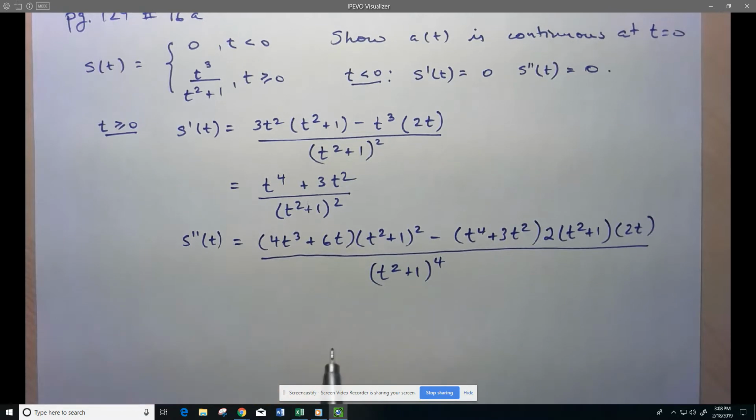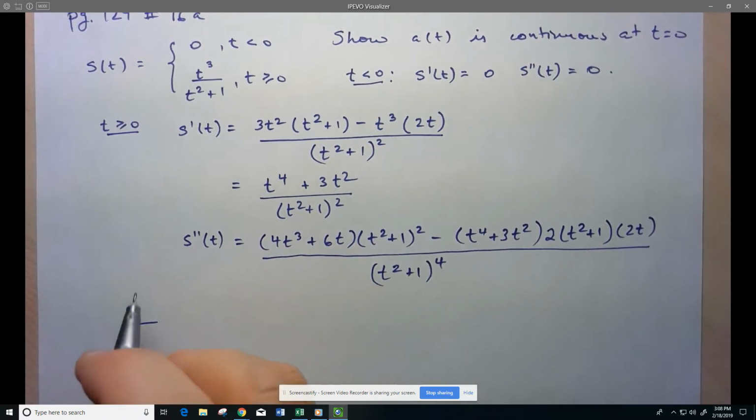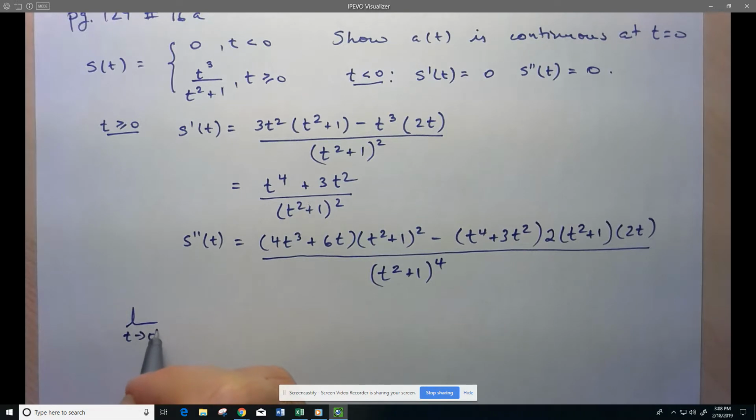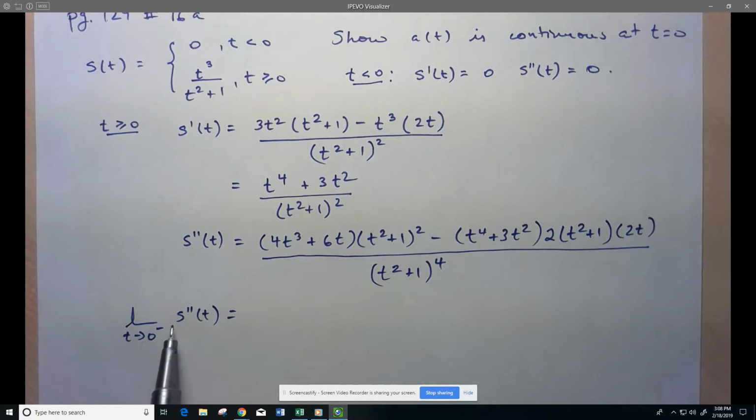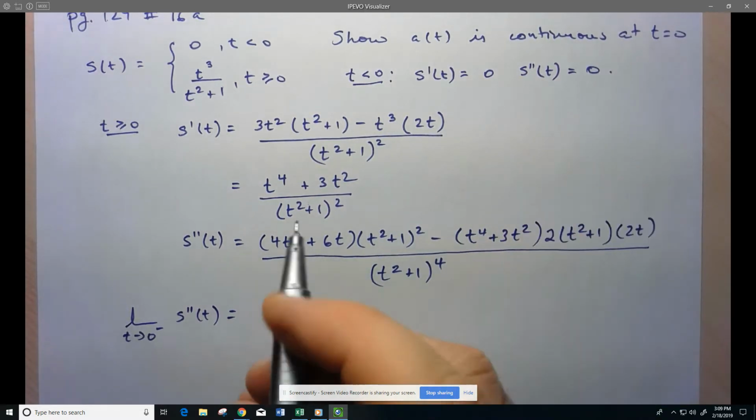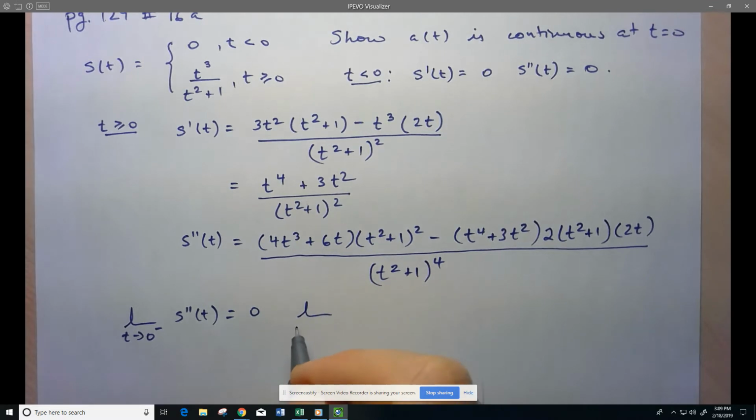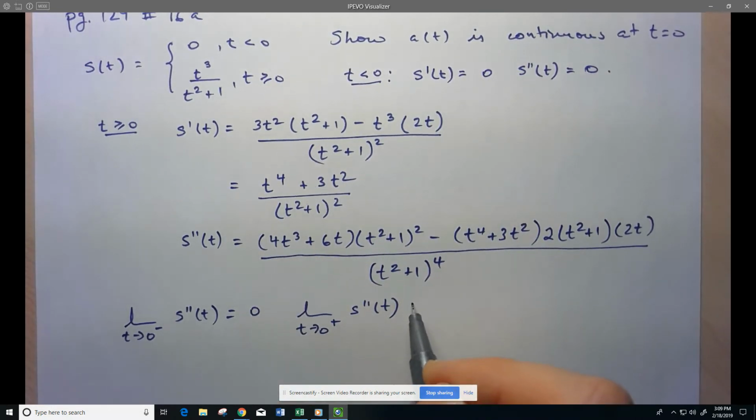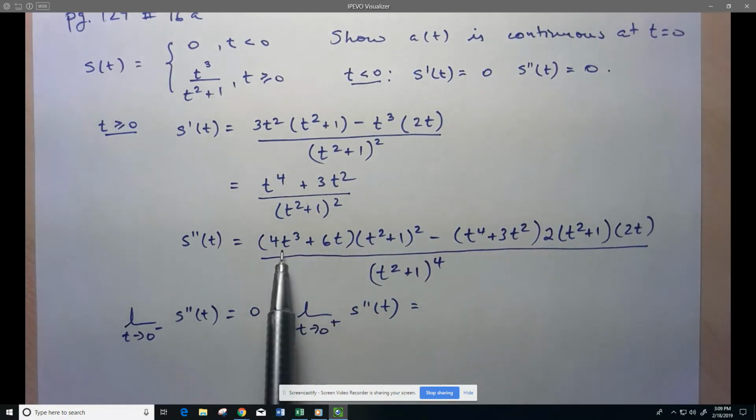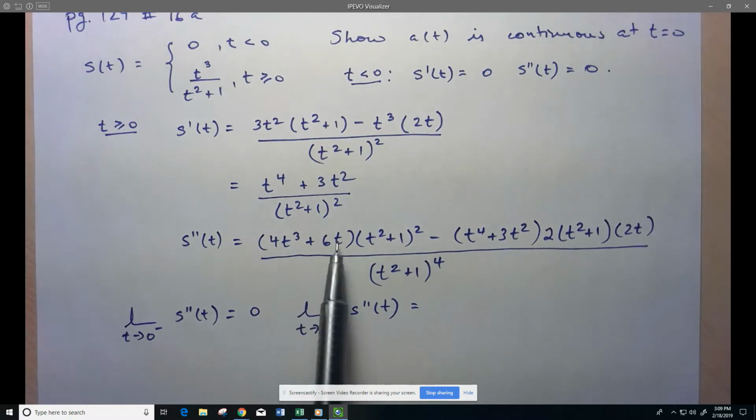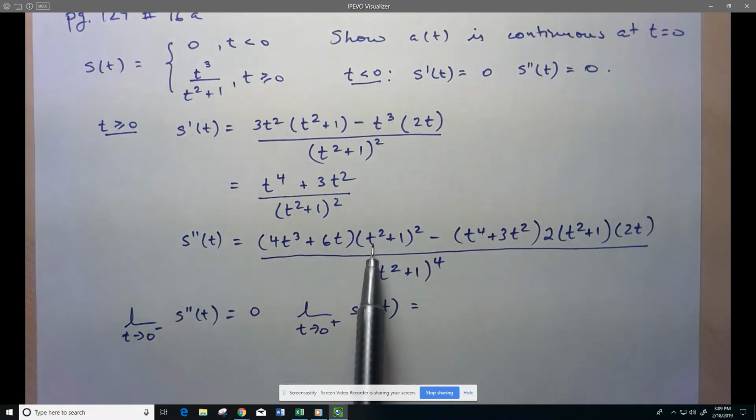The only thing I need to do is check my limit as t approaches 0 from the left of the acceleration. What's that function when I'm approaching from the left? It's just 0. Then I have to determine the limit as t approaches 0 from the right of my acceleration function, which is just given by this thing here. All I have to do is evaluate this at 0. Take a look at this first term: if I put in t equals 0, I get zeros. Here it doesn't matter what I get, 0 times whatever this is is 0.